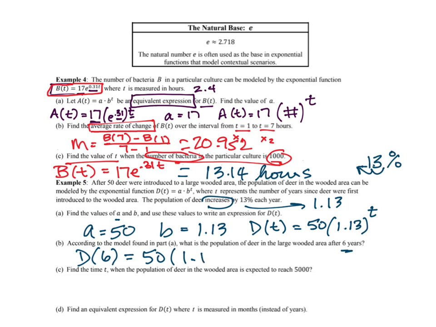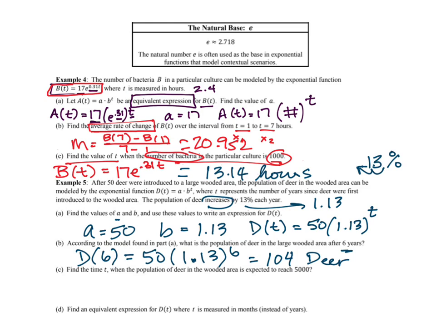50 times 1.13 to the 6th is 104.098 deer. I'm going to round to the nearest hundredth because I don't want to imagine partial deer. It's fine. Some antlers left behind during season. Okay. All right, letter C.